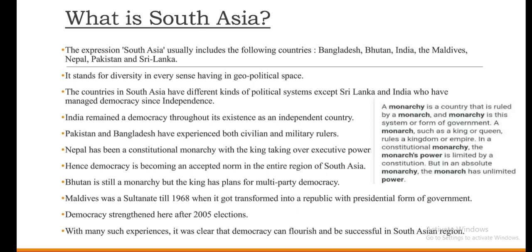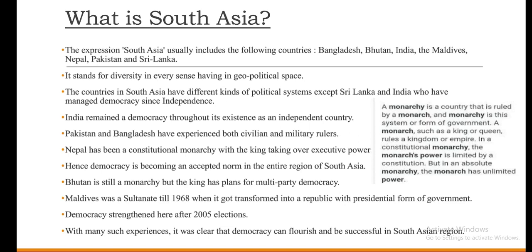Now the next thing is that South Asia stands for diversity. It constitutes its own geopolitical space. Diversity in terms of geographical region, social distinctiveness, political and cultural forms, in every way, right? And you see that all these countries in South Asia do not have the same kind of political systems, except Sri Lanka and India. Why? Because Sri Lanka and India have lived in democracy since their independence. India remained a democracy throughout its existence as an independent country.